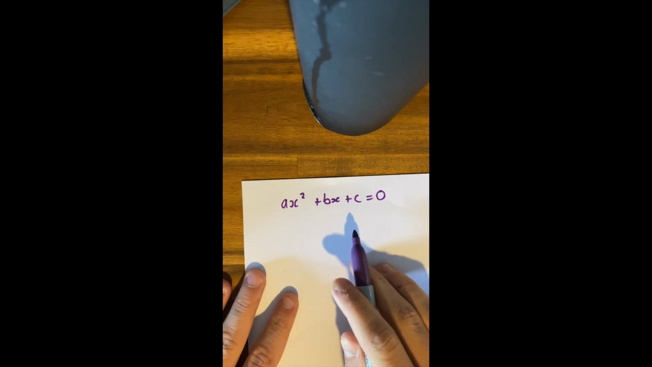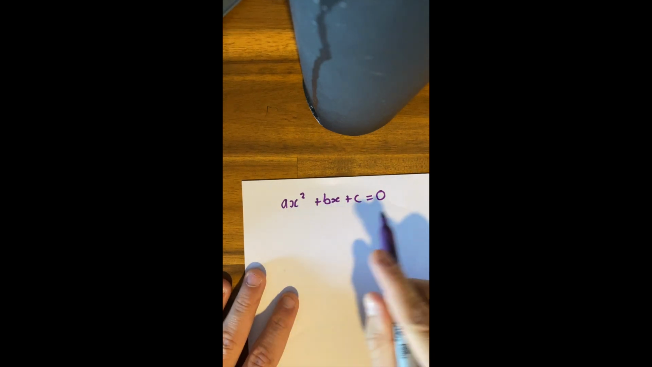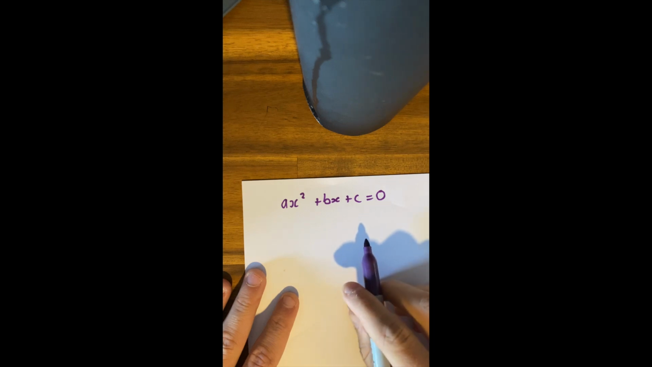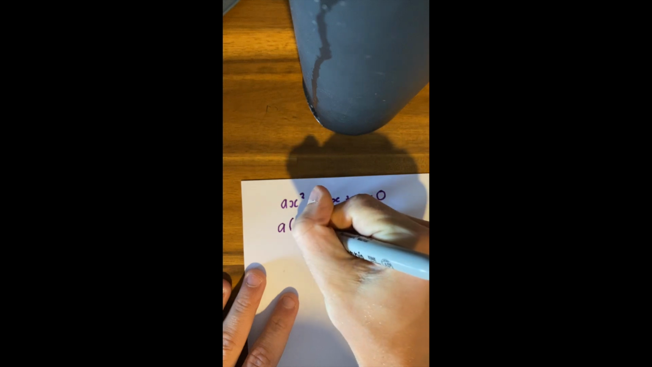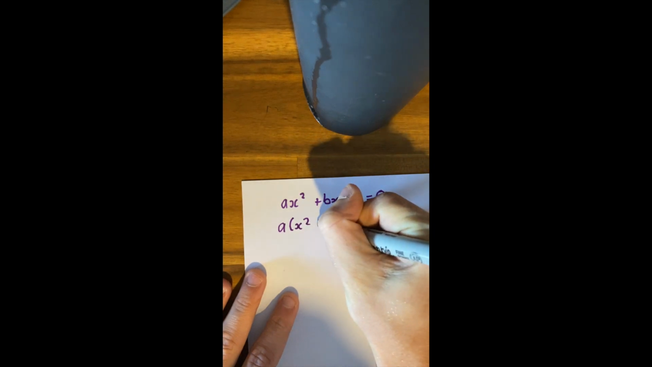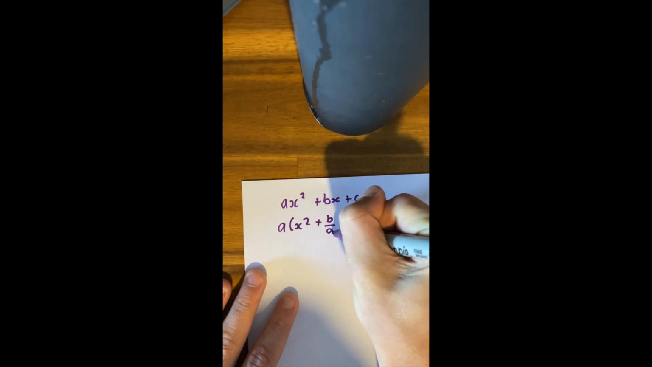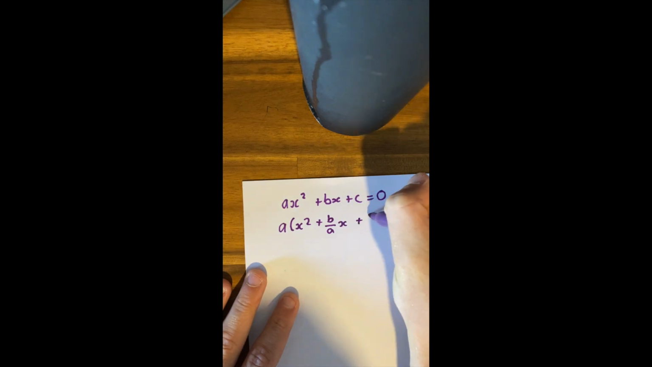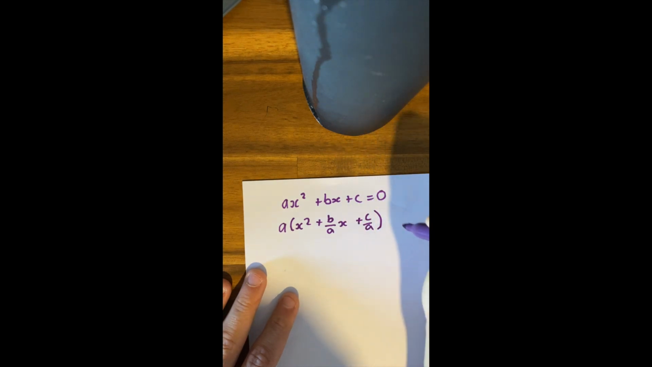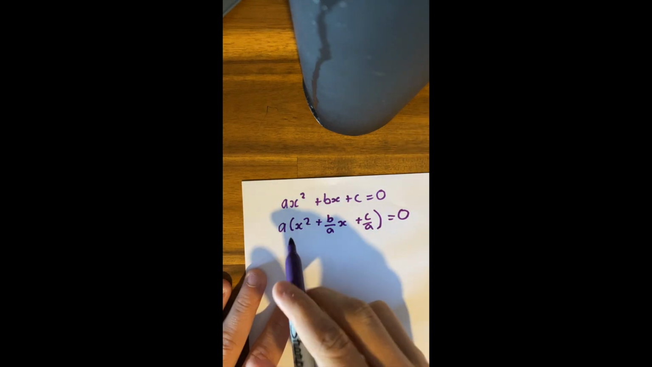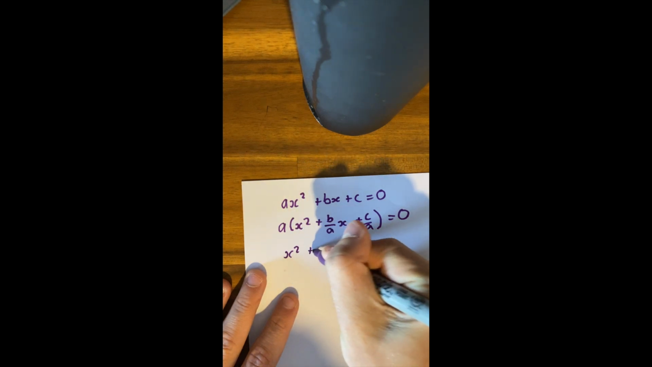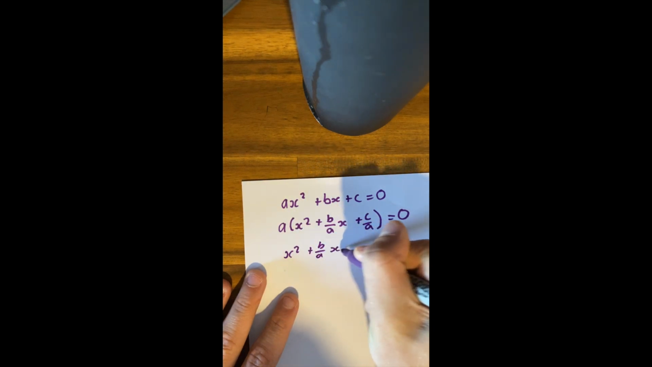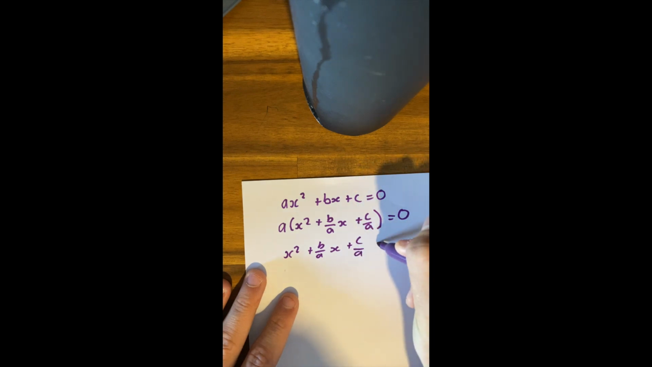So as you know, to complete the square, the equation has to be monic. So the first thing we do is factorize the a out, which leaves x squared plus b on a x plus c on a, which obviously equals 0. Now we can divide both sides by a, and that will leave us with this equation.